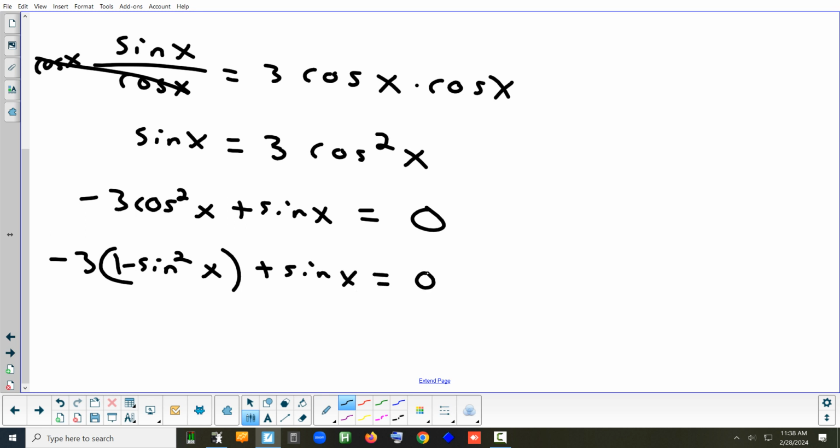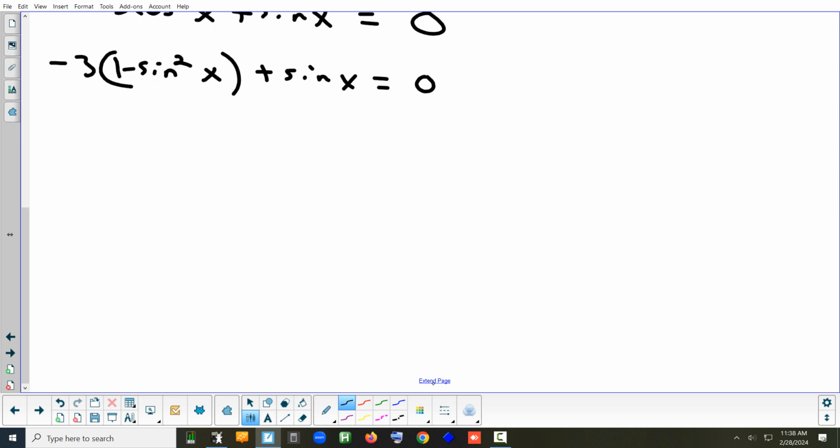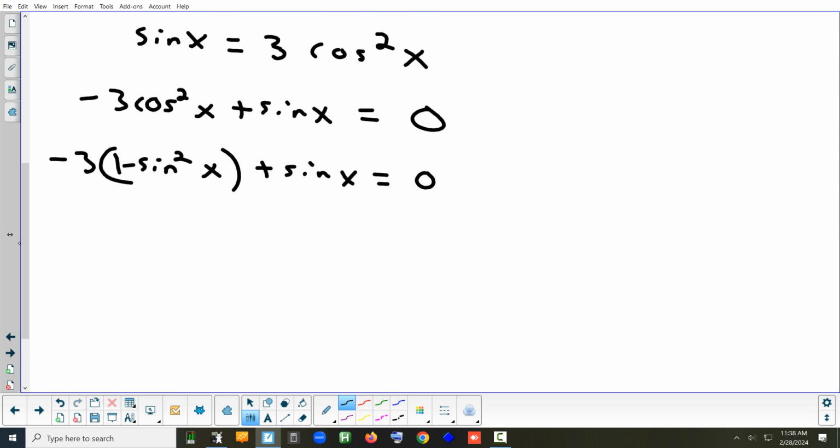Okay. What do we need to do with the -3? Yep, let's distribute and write it in the order that a quadratic normally would be written. That's going to give me a constant of -3. -3 times negative sine squared. That's why I put it on the left. 3 sine squared x. And then just bring down your sine x.